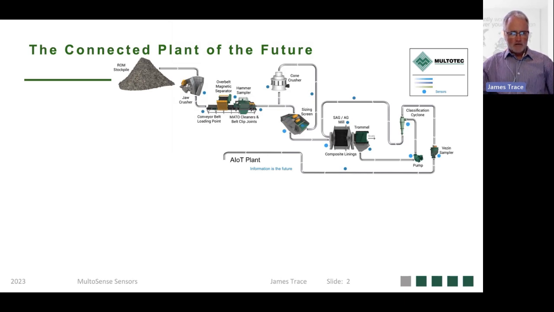So if we look at the big overview, we're looking at a connected plant for the future, and just as an example, I've put up a schematic of how a process plant might work. The blue dots represent sensors that could be fitted everywhere in the plant. They can go on any piece of equipment, multiple sensors, any equipment that's not shown here.